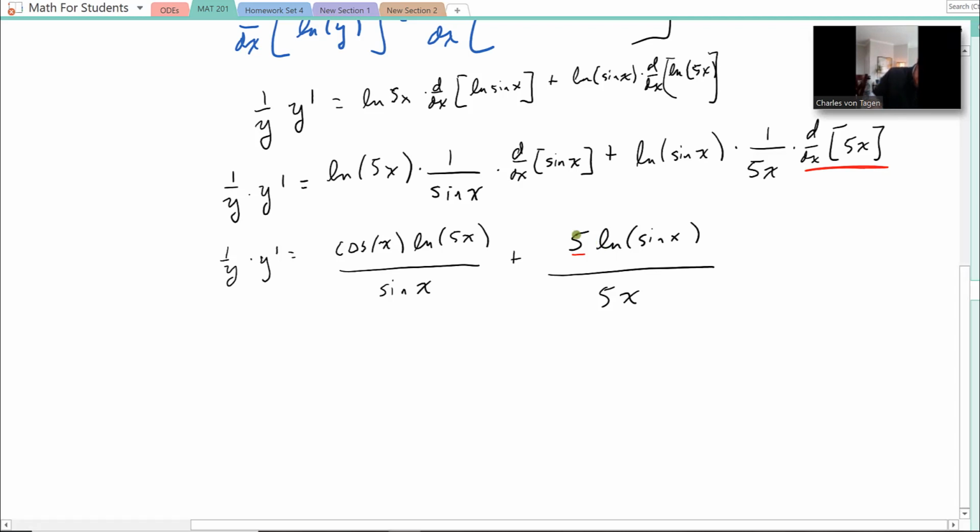So I'm going to clean that up. I'm going to clean up this, cancel these two 5s in the next line. I'm also going to multiply this 1 over y over to the other side.